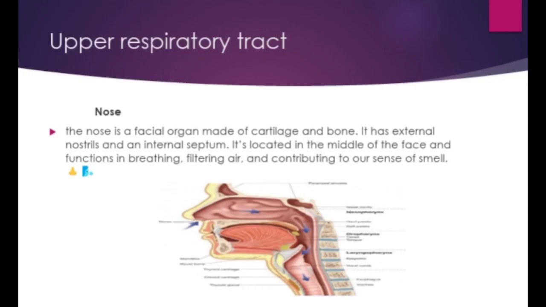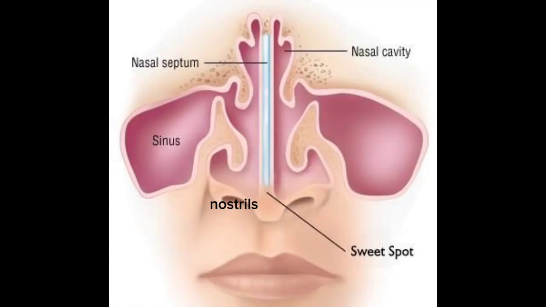Upper respiratory tract. The upper respiratory tract includes the nose and pharynx. Nose: the upper respiratory tract starts with the nose. It has two nostrils, one on each side, which are entry points of air.